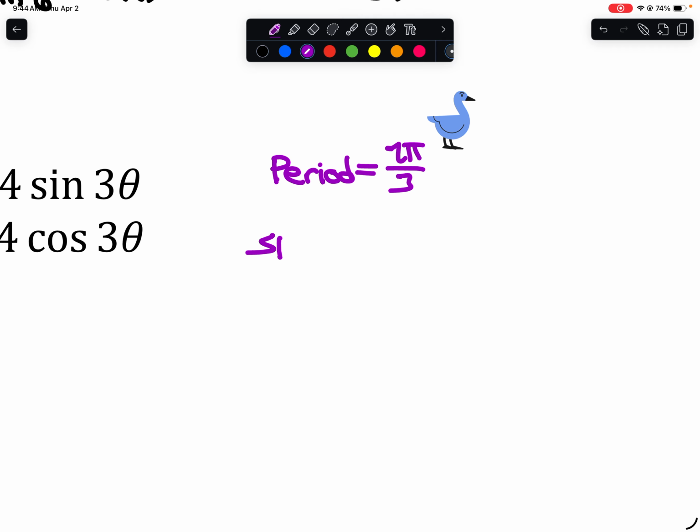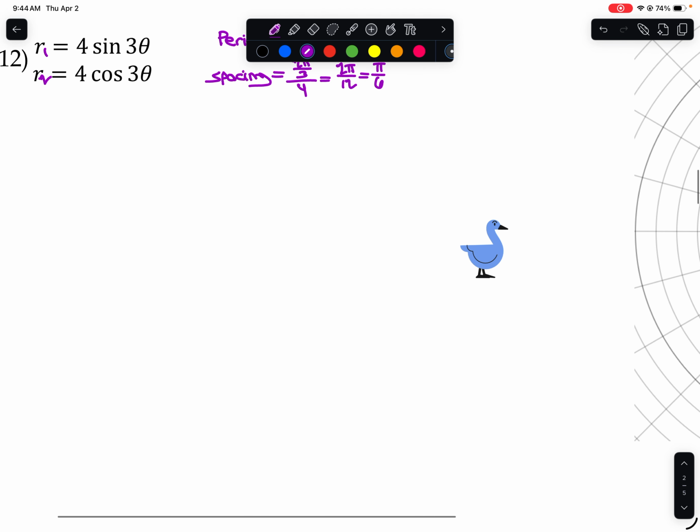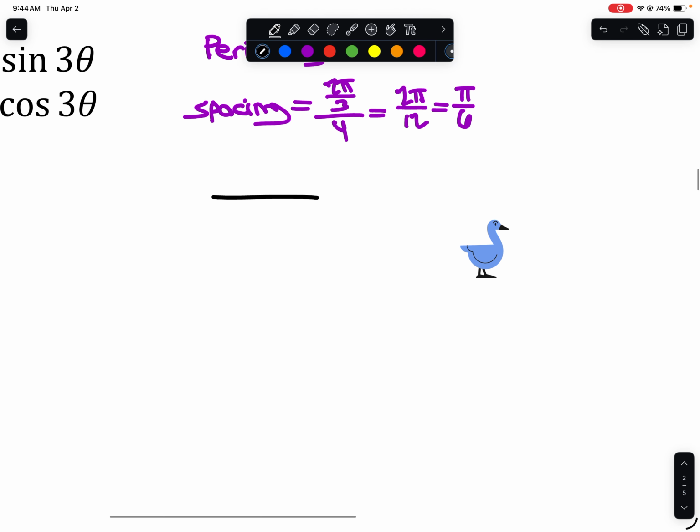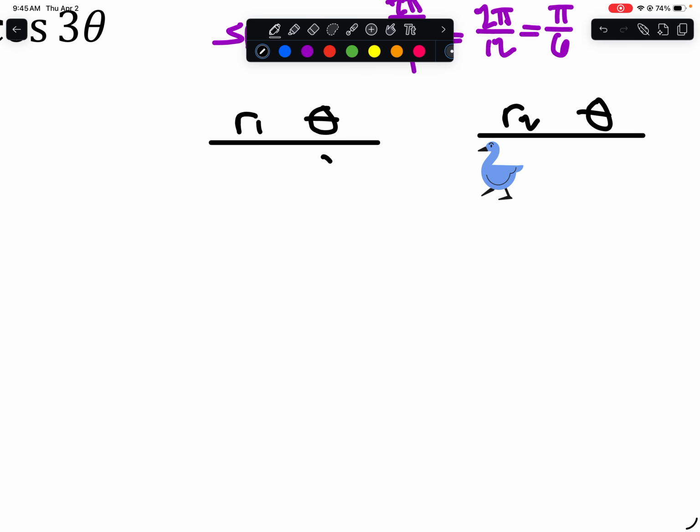Now I need to do the spacing, which in this case, I'm going to do 2 pi over 3, and then I'm going to divide that by 4. So this is going to turn into 2 pi over 12, which means I'm going to do a table count by pi over 6. So I'm going to set up my tables. I'm going to have R1 theta, and I'm going to do another table for R2 theta.